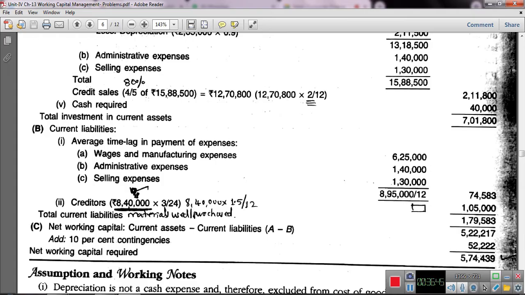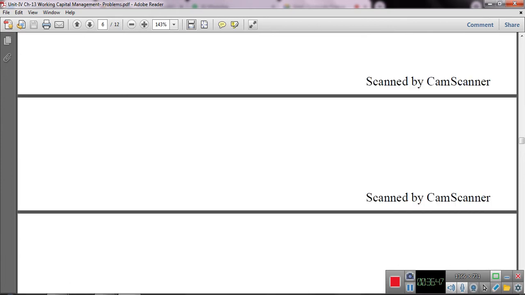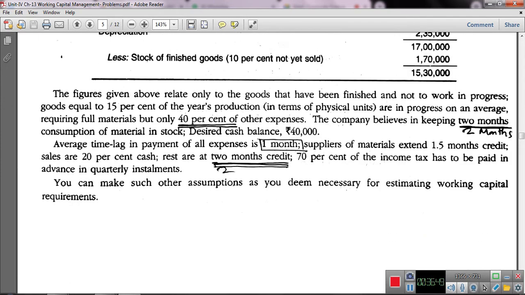So what is the average time lag in payment of wages? Let's find it out. The average time lag in payment of all expenses is 1 month, that is 1 divided by 12.